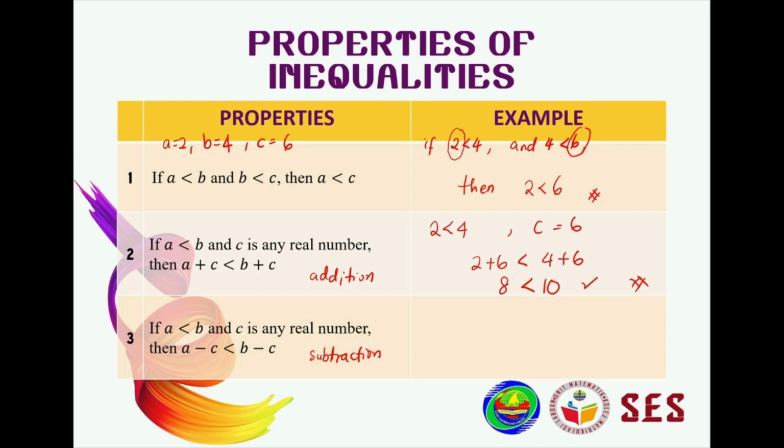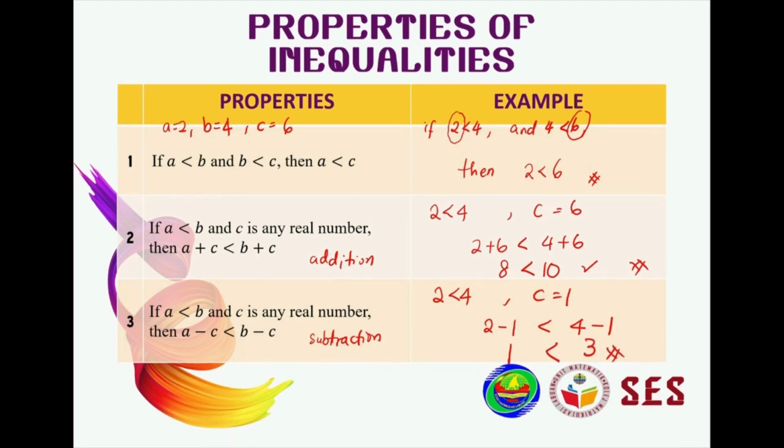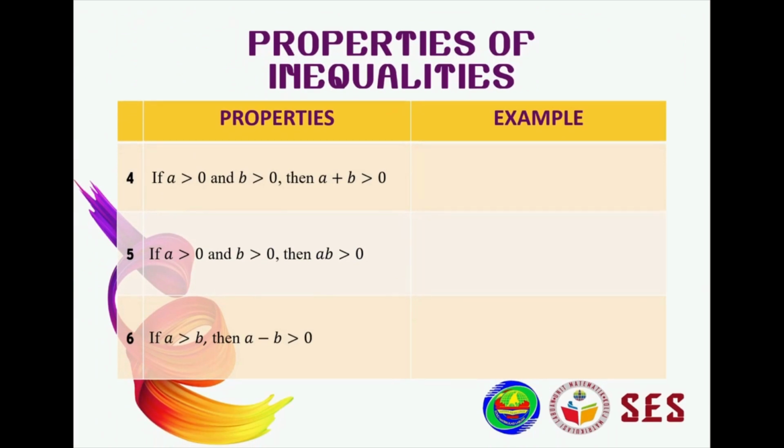Okay, and same goes to number 3. If you have 2 is less than 4 and C is equal to, let's say, 1, okay? So if you minus both numbers by 1, 2 minus 1 is less than 4 minus 1. Minus both sides by 1, so you should get 1 here and 3 here. And is it correct that 1 is less than 3? Yes, it is.